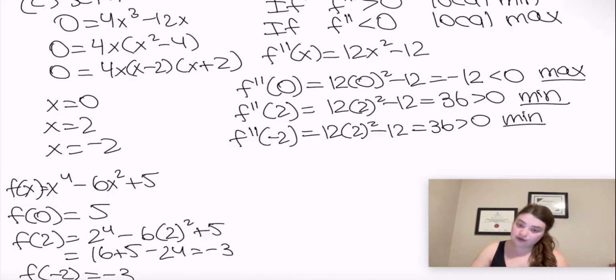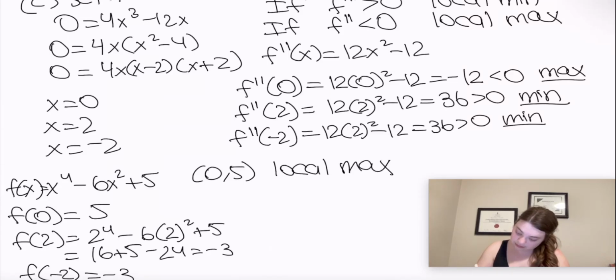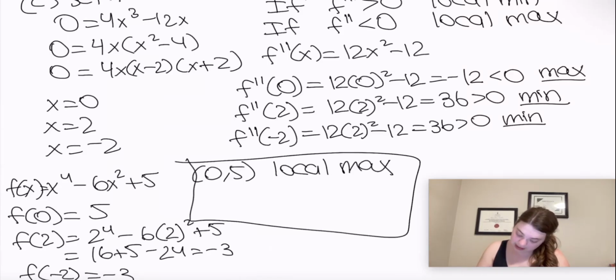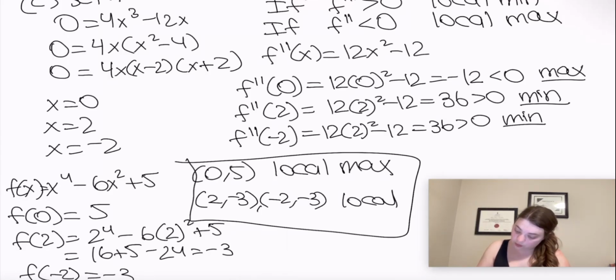So therefore, the critical points would be 0, 5 is a local max. And then 2, -3, and -2, -3 are both local mins. And so there we go.